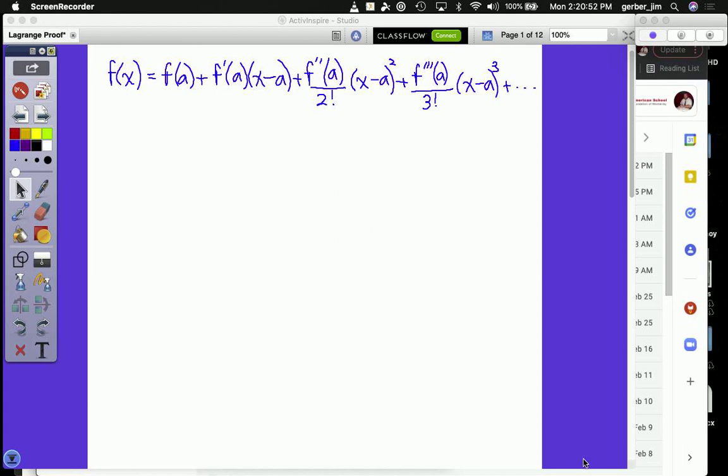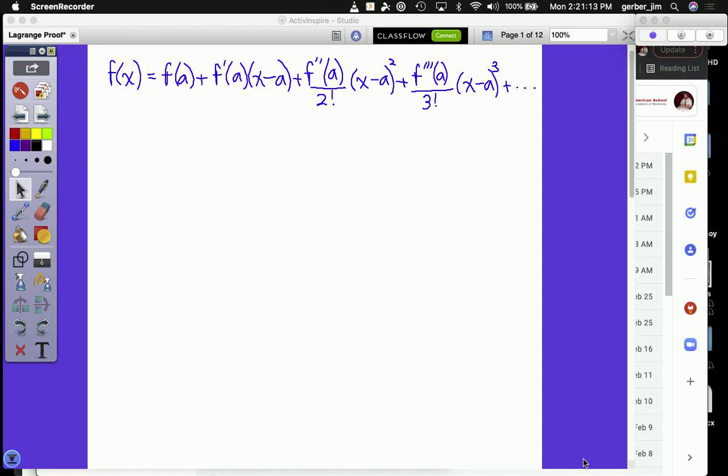This is Mr. Gerber, and we are going to take a shot here at trying to prove the Lagrange theorem. The Lagrange error bound is something that we are looking at in AP Calculus, but we don't actually ever quite get around to proving it. So what I'm going to do in the next 15 minutes or so is take a shot at proving this. I'm going to take a shot at sort of proving it.